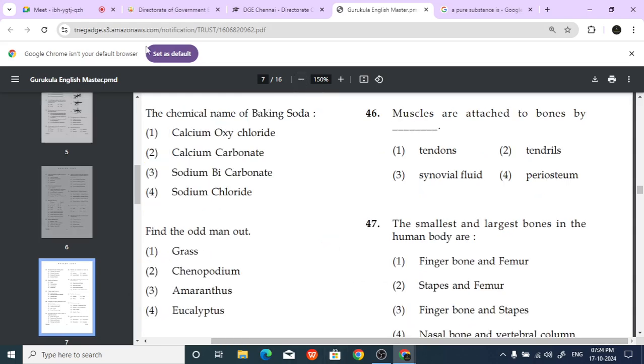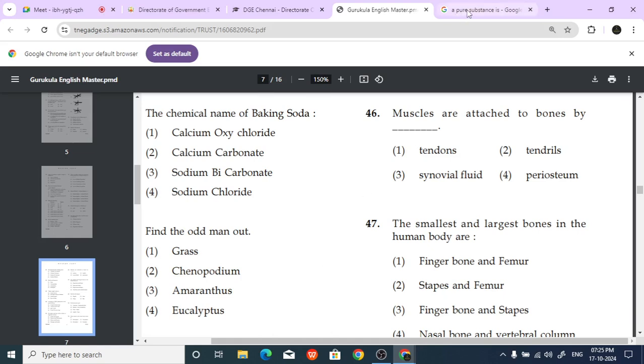Find the odd man out. Grass, chenopodium, amaranthus, eucalyptus. Which is the odd man out? Eucalyptus is a tree, whereas the other three are not. They will not grow tall. Grass, chenopodium, amaranthus. We will check.